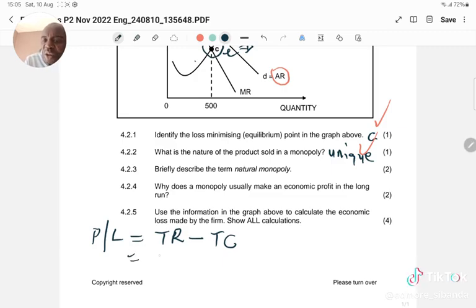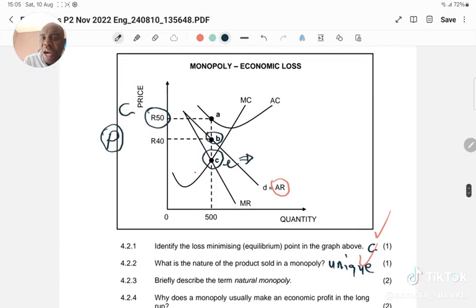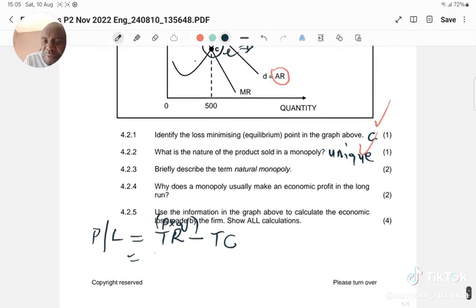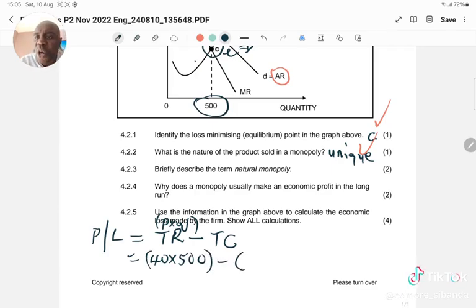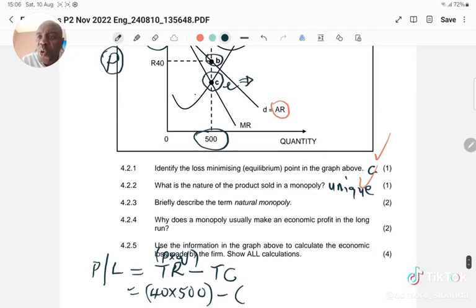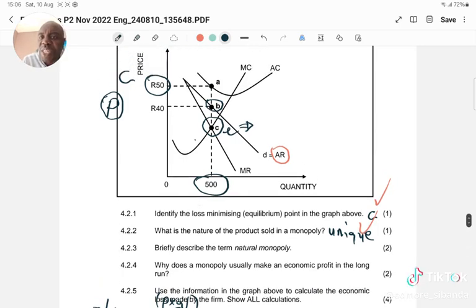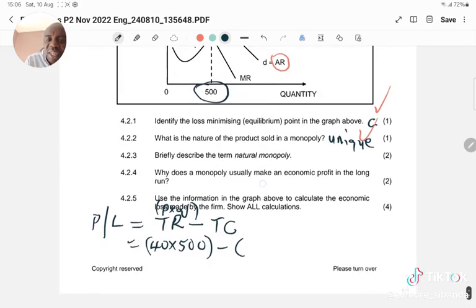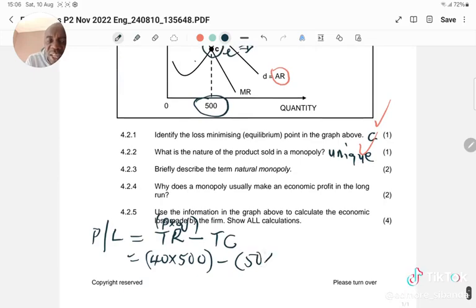Then you come here, it's total revenue. Remember, total revenue is P times Q. How much is our P? Our P, according to the diagram, is 40. 40 times our quantity, it's 500. Minus total cost. Total cost, we are looking at cost per unit multiplied by quantity produced. How much is our cost per unit? Our cost per unit is 50. So our cost per unit is 50 times how much was produced? 500.